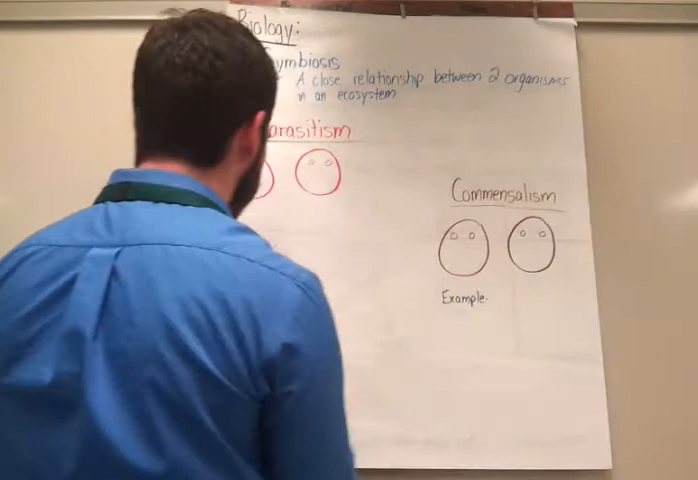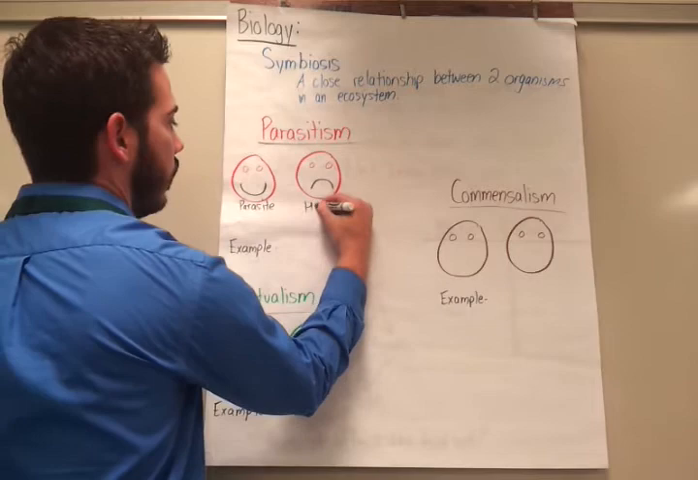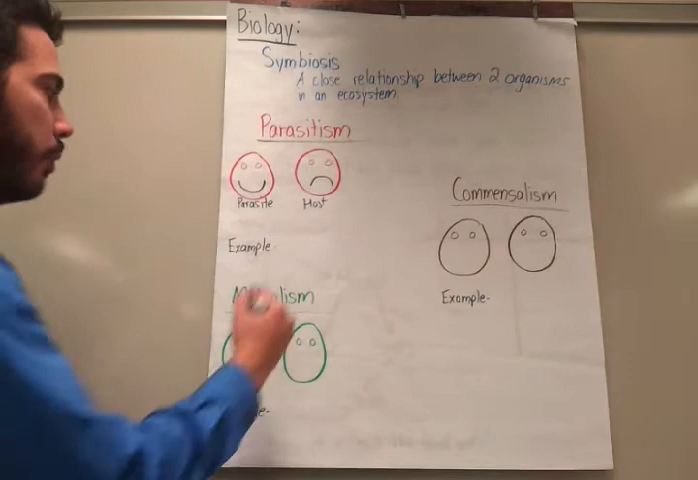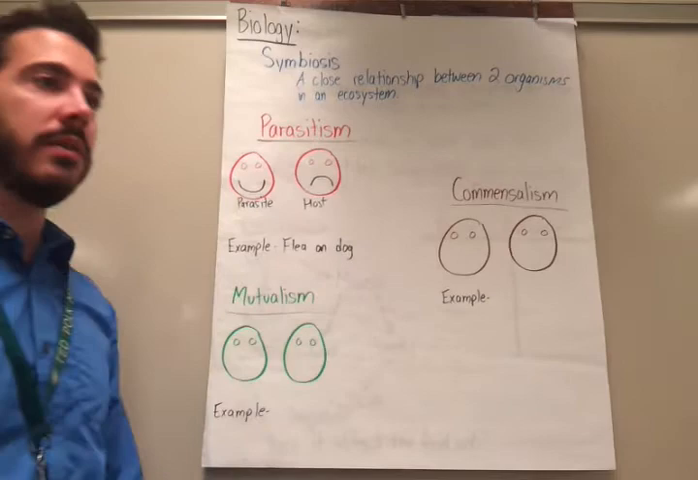Parasitism: one organism benefits. That's called the parasite. One organism is hurt. That's called the host. And usually in a parasite-host relationship, the parasite lives on the host. An example would be a flea on a dog. The flea benefits because it gets energy from the dog. The dog does not benefit. It gets hurt, and the reason is because it's losing blood.